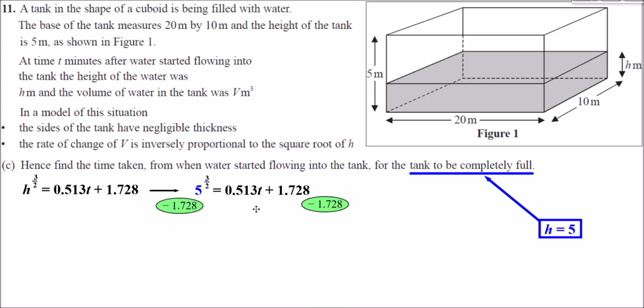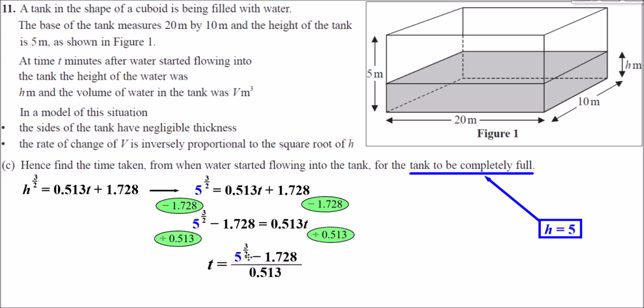If I take 1.728 from both sides, 5 to the power 3/2 minus 1.728, that'll be what 0.513t is. Then the final step, if I divide both sides by 0.513, then t is going to be 5 to the power 3/2 minus 1.728, all divided by 0.513. And if we type that in carefully on the calculator, you should find you get 18.4 minutes. So about 18.5 minutes for that to be completely filled with water.